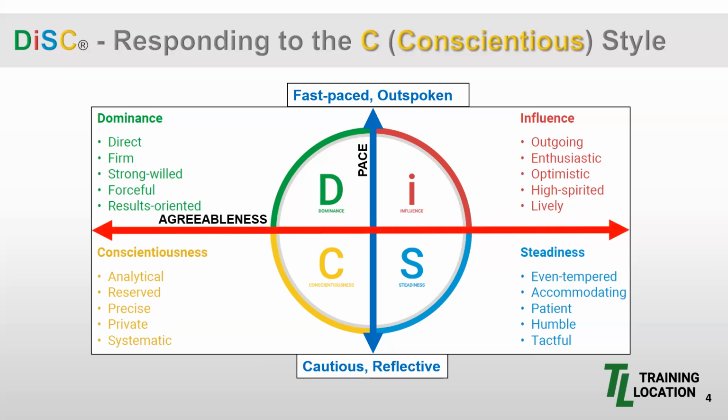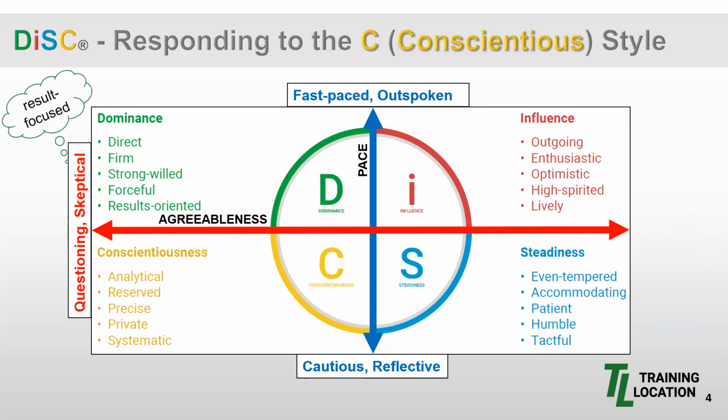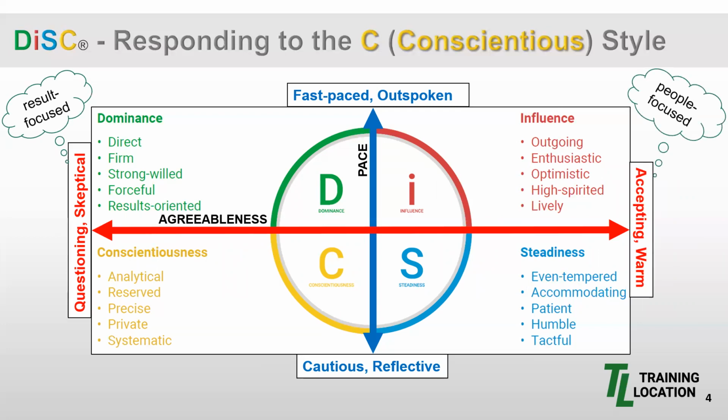The horizontal dimension is known as your agreeableness quotient. This means that those who are less agreeable place a lower priority or concern for cooperation and social harmony. And we refer to them as questioning and skeptical. And they're also known as result focused. Those who are more agreeable and place a higher priority on cooperation and social harmony are referred to as accepting and warm, and that's on the right end of this dimension. And a general term for them might be people focused.